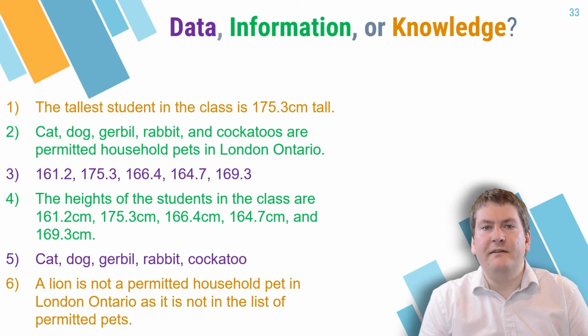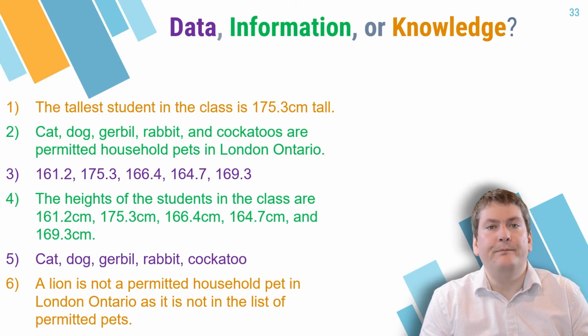Item 1 applies the information we know about student heights to produce knowledge. The tallest student in the class is 175.3 centimeters. Item 6 applies our list of household pets to classify a new animal that we don't know about yet. This application is again knowledge.